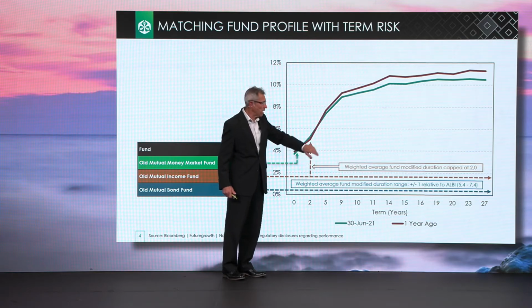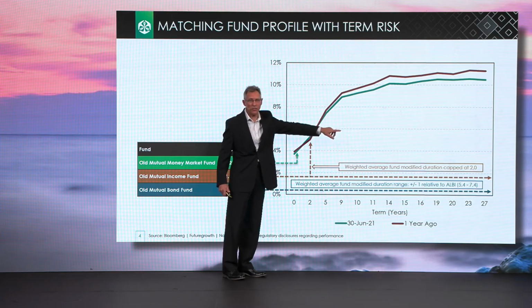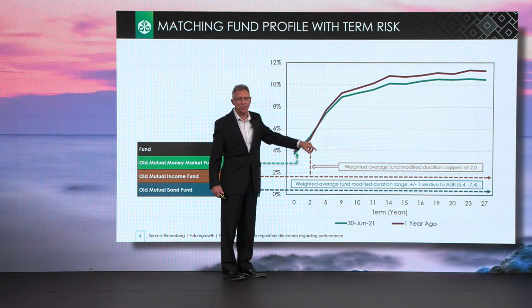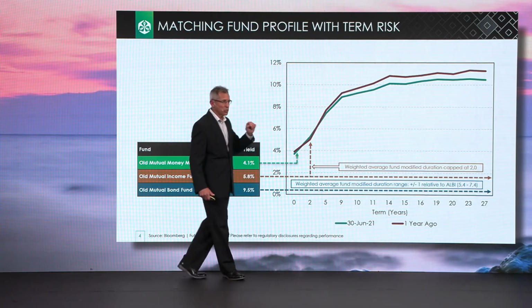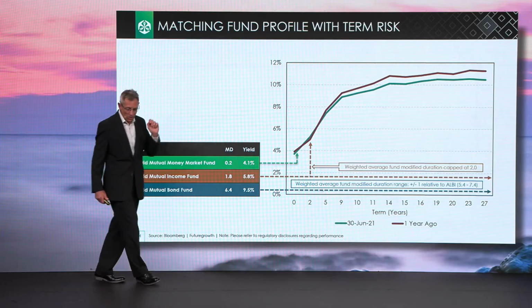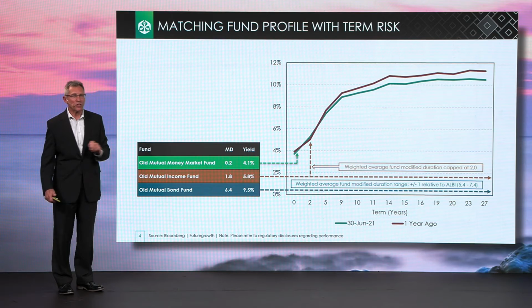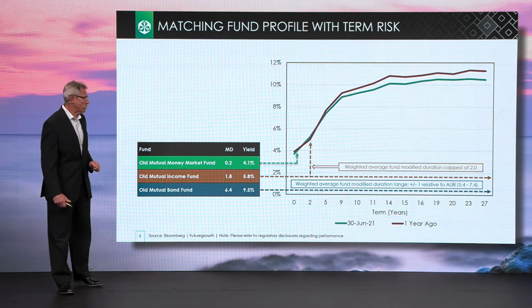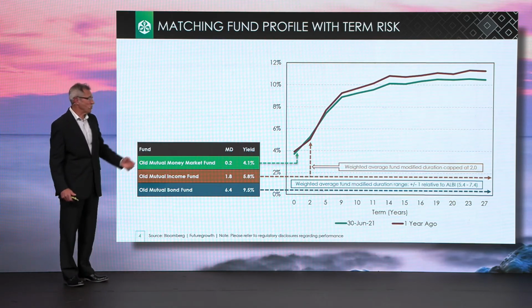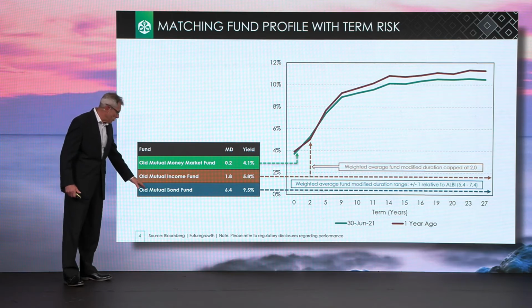So yes, I can go and buy a 27-year bond, but I'm limited in terms of how much I can add into the fund because of this duration cap. It's important because there's a reason for that. We need to put a cap on things in terms of interest rate risk to manage the interest rate volatility of the fund, to align it with its mandate and the way it's supposed to respond.